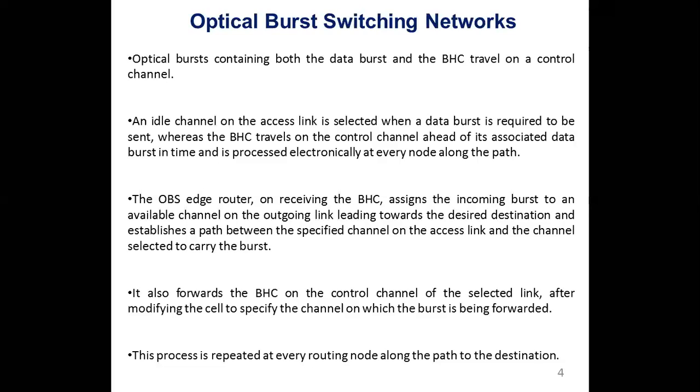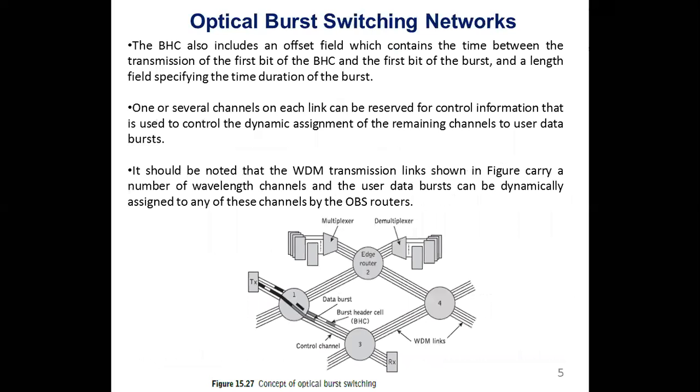So the edge routers will also forward the BHC to the control channel of the selected link, and this will modify the cell to specify the channel on which the burst is being forwarded. So every time you have a source destination connection which is required, this process will be repeated along every routing node along the path which has been selected. So the BHC here will also include some offset field, and this will contain the time between the transmission of the first bit of the BHC and the first bit of the burst, and this length will be specified. This length will be used to specify the time duration of the burst.